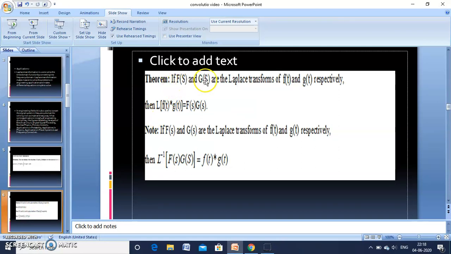Theorem. If F of s and G of s are the Laplace transforms of f of t and g of t, then L of (f * g)(t) is equal to capital F of s into G of s. And in note, we can also write L inverse of F of s into G of s is equal to (f * g)(t).